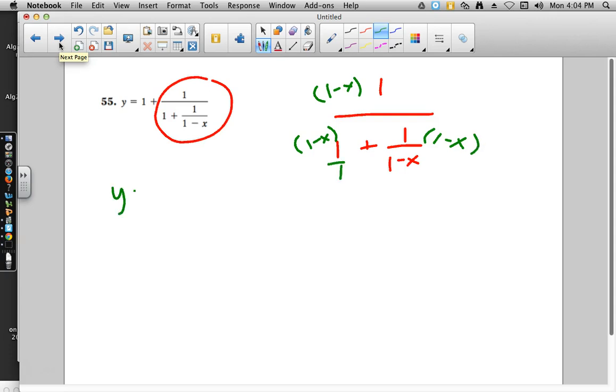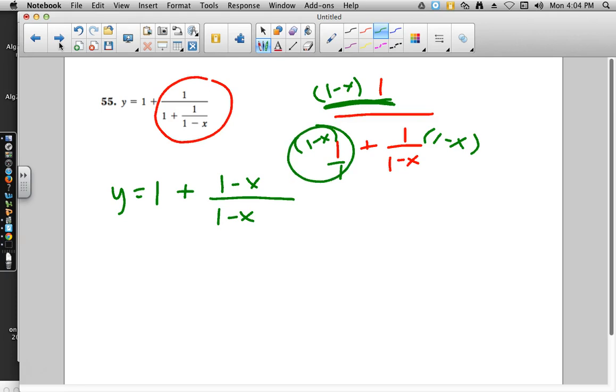So we'll have y equals 1, and then we take a look at what we have. Well, this would be 1 minus x over 1 minus x. That's what we would have here. And then the x minus 1's, 1 minus x's, sorry, would cancel there, and that would give me 1. So y equals 1 plus 1 minus x over 2 minus x.